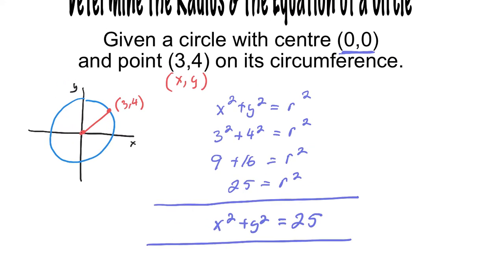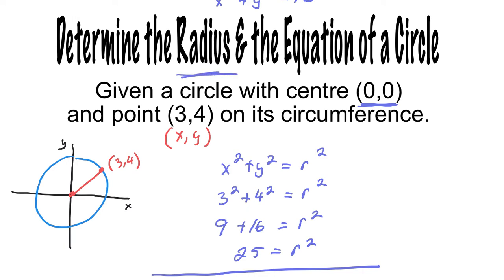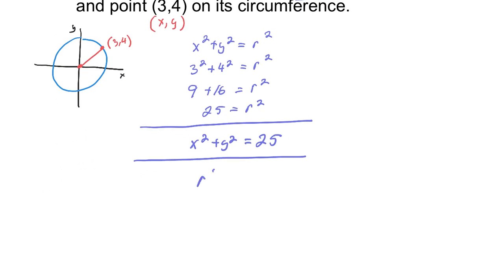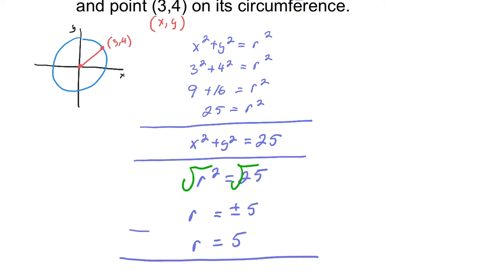We're also being asked to determine the radius. So you take r squared, which is 25, square root both sides, and now you have the radius equaling plus or minus 5. Throw away the negative value because length cannot be negative, so the radius is 5.